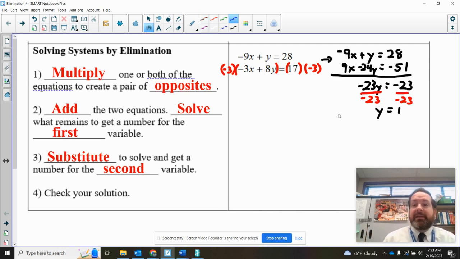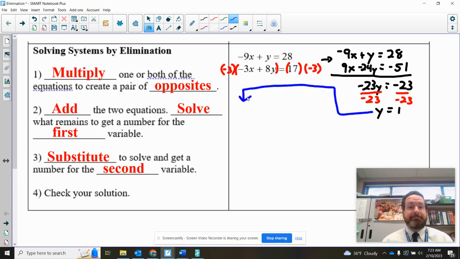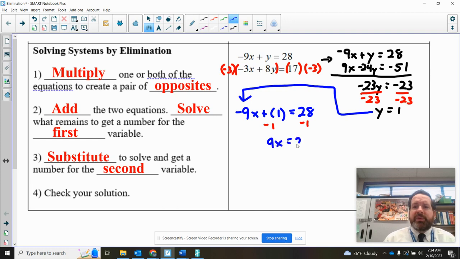Now that you've done that, for space, I'm now going to come back over here. I realize it's a lot of work to keep track of. Take the number you have for the y, choose either of these two equations. I'm going to go with the top one this time. Put the number that we have for y in for that y, and now let's solve what's left. Negative 9x plus 1 is 28, minus 1. So 9x is 27, divide by 9. And we have x equals 3, and your system is solved, just like that.